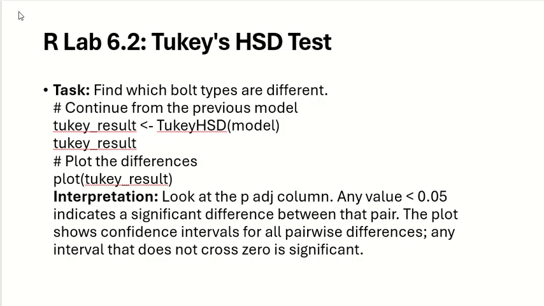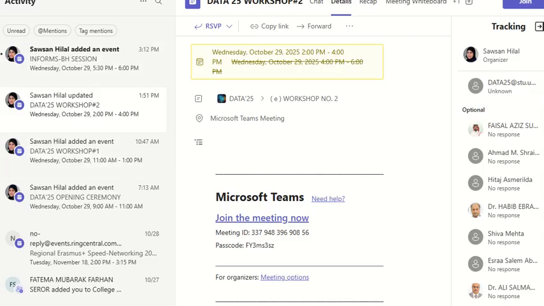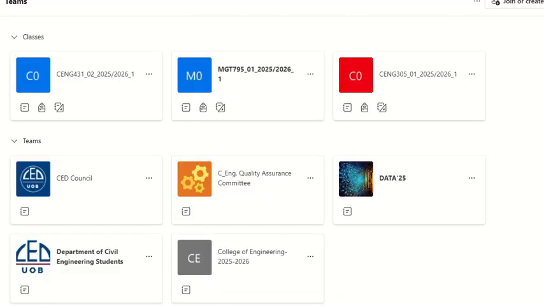What did you get? Send it to me. The values you got, send them to me, I can discuss it here. From the Tukey test? Yes. You already saw the ANOVA.